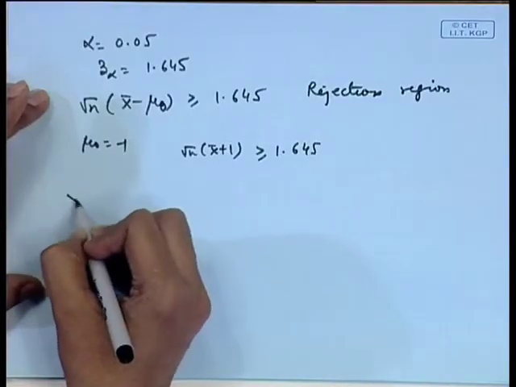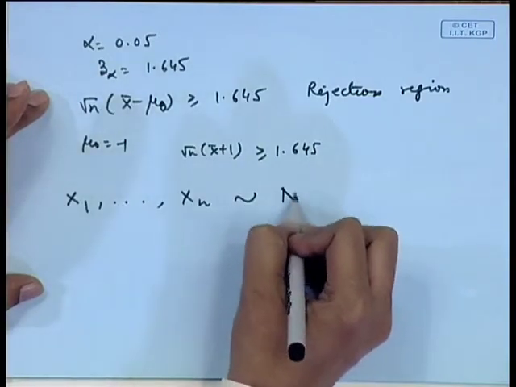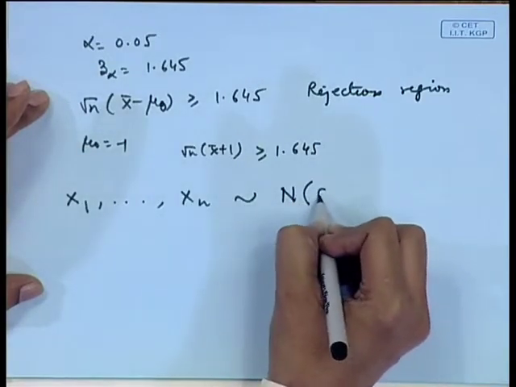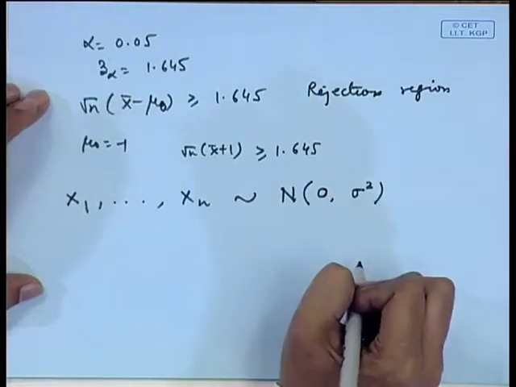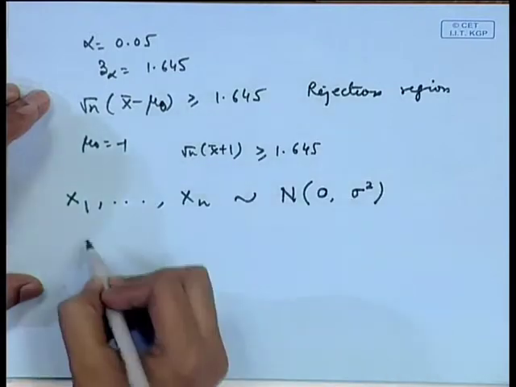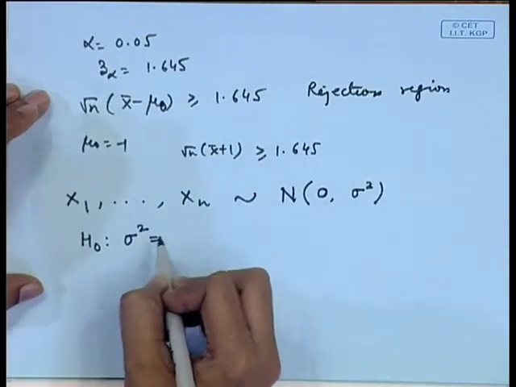Suppose we consider testing for the variance in the normal distribution case. Let me take the case of x 1, x 2, x n. For convenience, let me take the mean to be 0 and variance to be sigma square, and we are interested in making a test of hypothesis about sigma square.